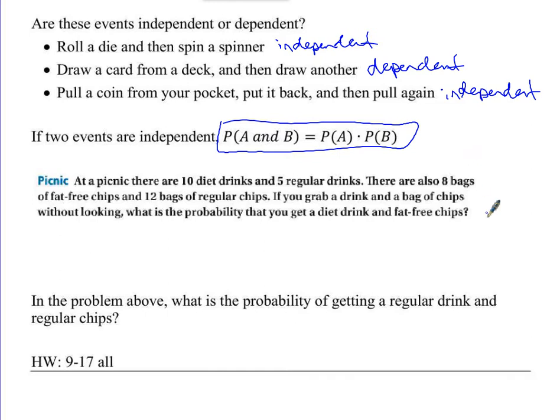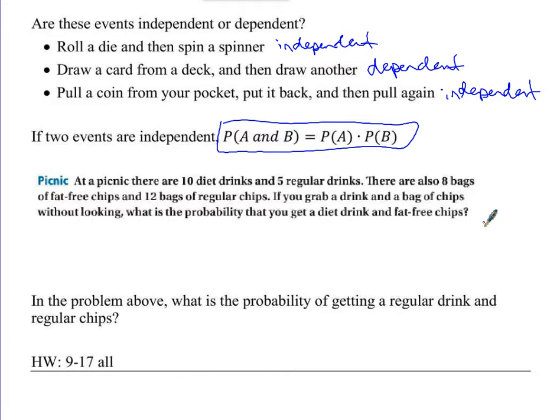So for example, at a picnic there are 10 diet drinks and 5 regular drinks. Like picture like in a cooler with ice, like cans of pop or something. There are also 8 bags of fat-free chips and 12 bags of regular chips. So in like Santa's bag or something where you can't look in, there's all these bags of chips. If you grab a drink and a bag of chips without looking, what is the probability that you get a diet drink and fat-free chips? Whether that makes your day or not, that's what we're looking for.